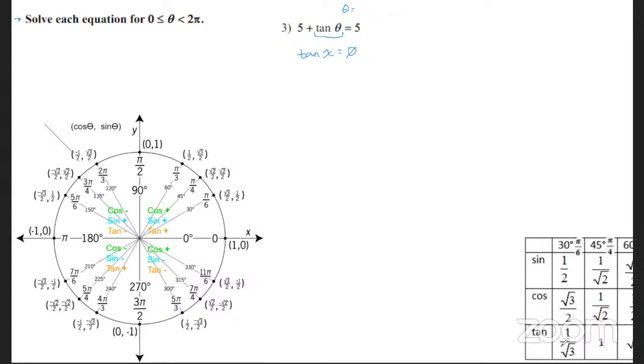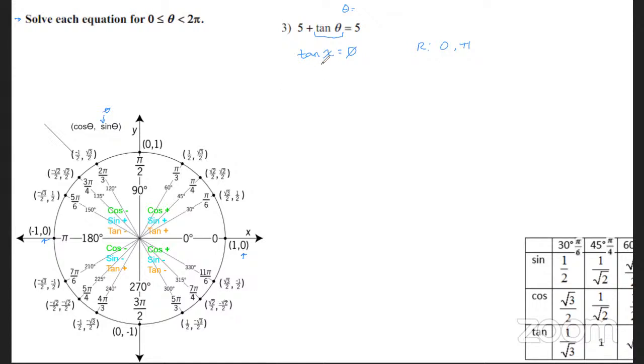Remember, our tangent is sine over cosine. So we're looking for anything where our sine is going to be 0. A tangent where the cosine is 0 is going to be undefined. Okay, so a tangent where our sine is 0, and I see it right here and right here. So our two reference angles are going to be 0 radians and pi radians.